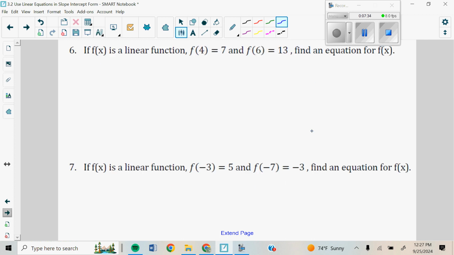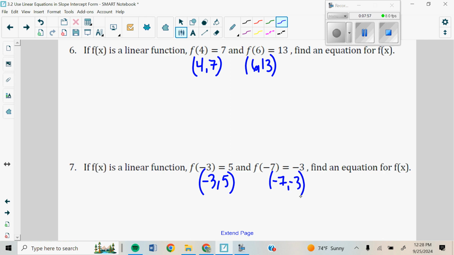Now these next two problems are just like what we were doing above, except it's giving it to you in function notation. Remember, we dabbled at that at the end of the last section. This is just another way of giving you 2 ordered pairs. 6, 13, and then down here we'd get a negative 3, 5, and we'd have a negative 7, negative 3. Now they're asking you to find equations for f of x. That's the same thing as y. So I want you to go ahead and pause and try out your first one, and then come back and we'll talk about it, and then I'll have you pause and try your second one again.